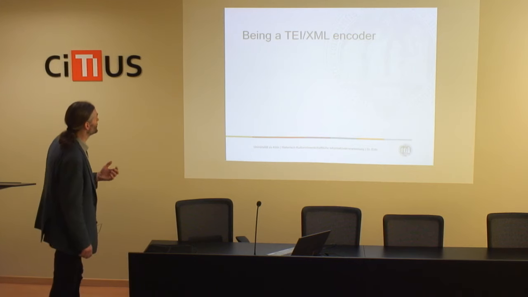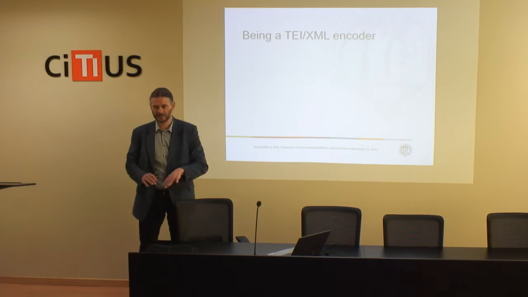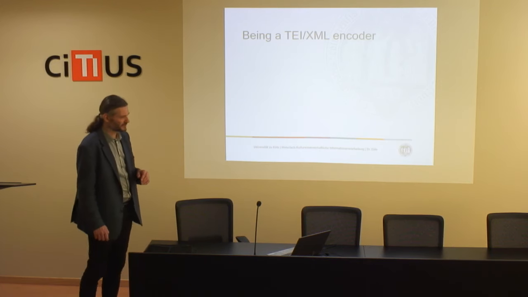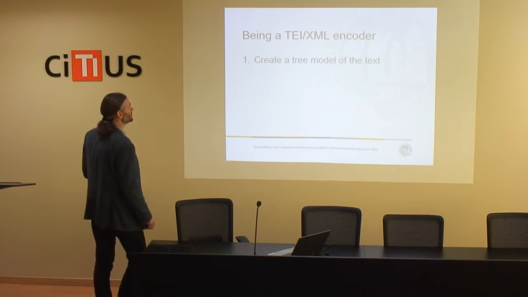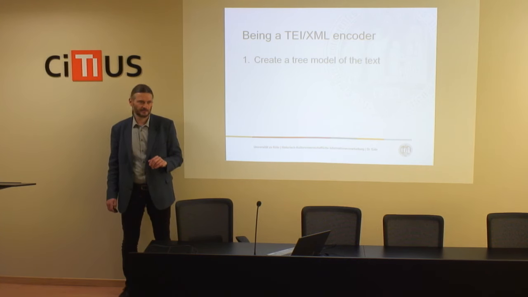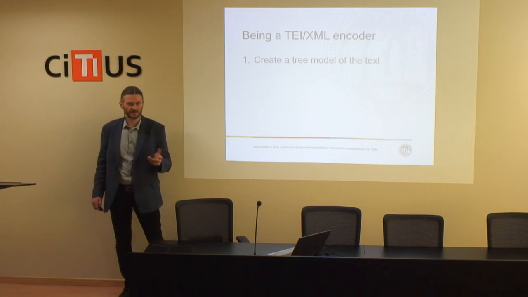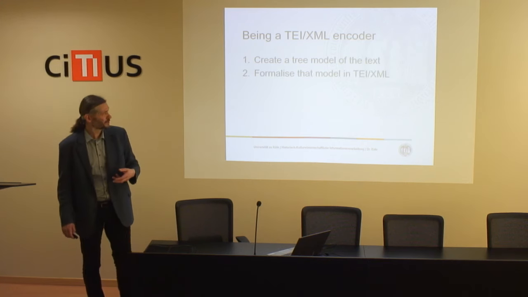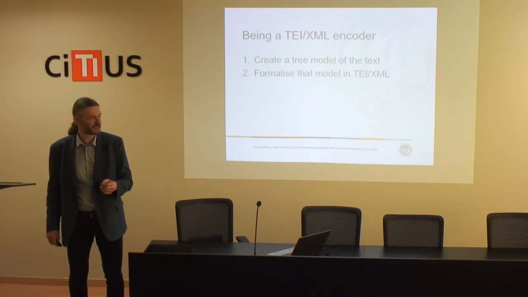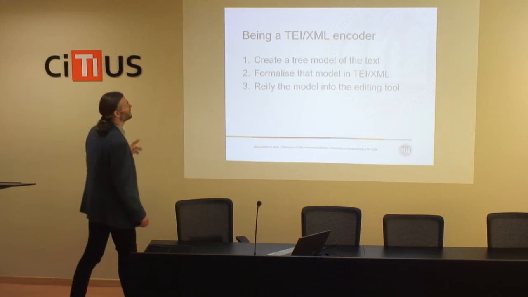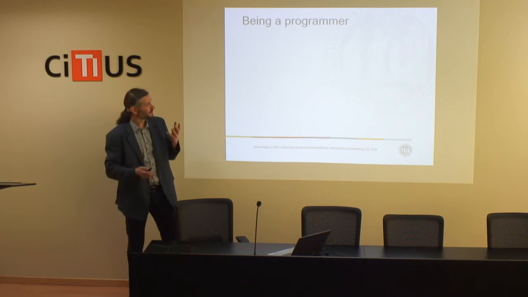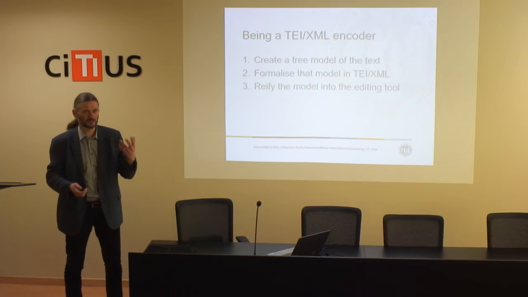So if you are doing encoding, if you're working in Oxygen or any other tool and adding tags and creating XML documents, basically, you create a tree model of the text. Often you just use something already existing. In the humanities, cultural heritage, it is often TEI, it could be something else. Then you formalize that model in TEI XML. Today people, and also previously people, could formalize it in something else, but this is XML. And then you reify this into an editing tool, and you make, in a way, a working environment so that you can create the documents you want to create.